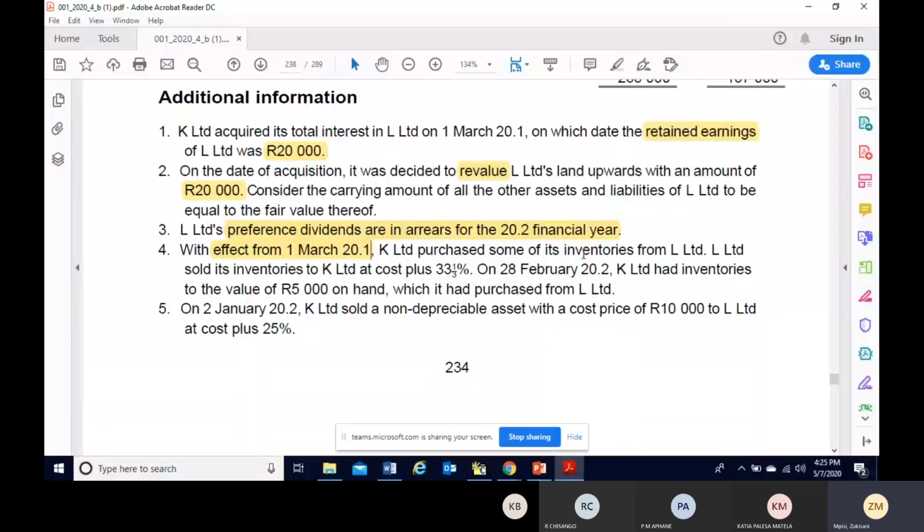So K Ltd purchased some of its inventories from L Ltd. L Ltd sold its inventories to K Ltd at cost plus 33.33%. On 28 February 20.2, K Ltd had inventories to the value of 5,000 on hand, which it had purchased from L Ltd. So, on closing inventory, we have to take out what you call unrealized profit. So we'll come to taking out the unrealized profit.